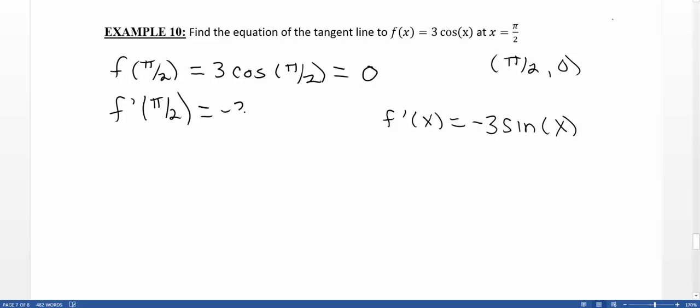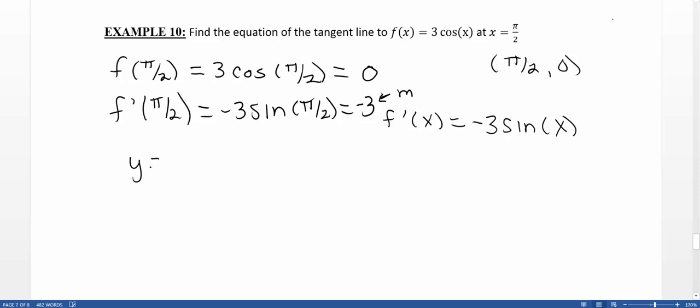So negative 3 sine of pi over 2. So sine of pi over 2 is going to be 1. And so negative 3 times 1 is going to give me negative 3. And remember, that's the slope of my tangent line.